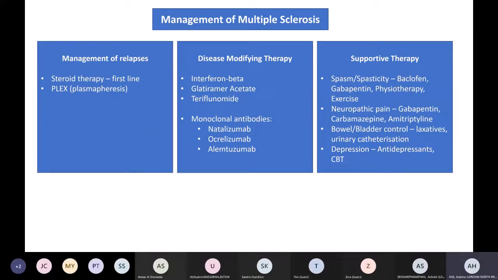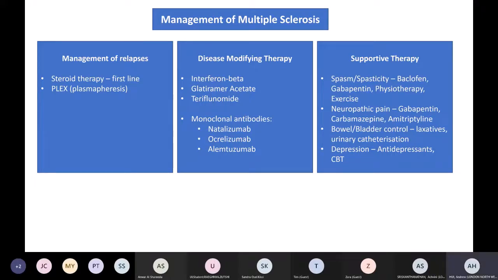These days we have disease-modifying therapy, especially with interferon beta or drugs like teriflunomide. But if someone's disease isn't controlled with interferon beta, or if they're having 2 or more relapses a year, we might start them on some monoclonal antibodies like natalizumab or ocrelizumab or alemtuzumab.